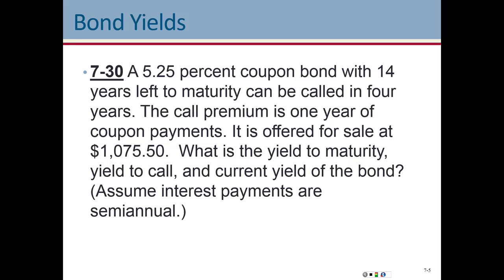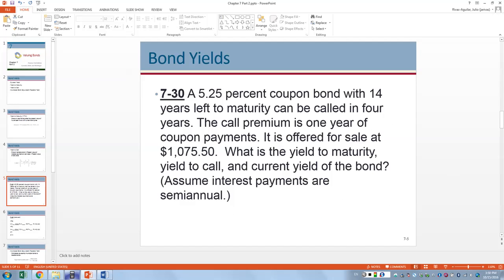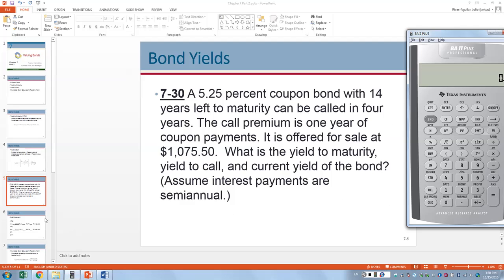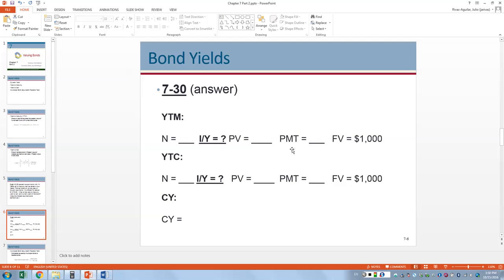So this is the example that's in your book. A 5.25% coupon bond with 14 years left to maturity can be called in 4 years. The call premium is 1 year of coupon payments. It is offered for sale at 1075.50. Let's find all the yields, and let's assume the interest payments are semi-annual. Okay, so let me pull up the calculator. I already have here the information that we need.